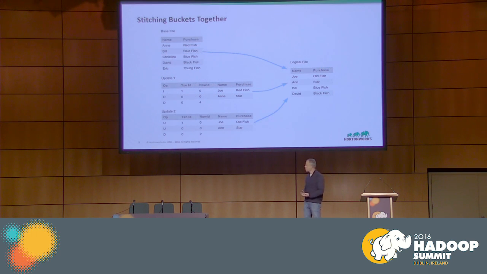So this is just a demonstration of what I talked about, how the reader needs to stitch buckets together. This shows how that stitching might look. You have a base file with the original data in it, a couple of Delta files there labeled update 1 and update 2 that have in them what operation was done, the transaction ID it was done at, and what row ID. Those three taken together, the transaction ID, row ID, and bucket ID, actually form a unique key so that the reader can understand how to merge these together and present one coherent view to the upstream system.